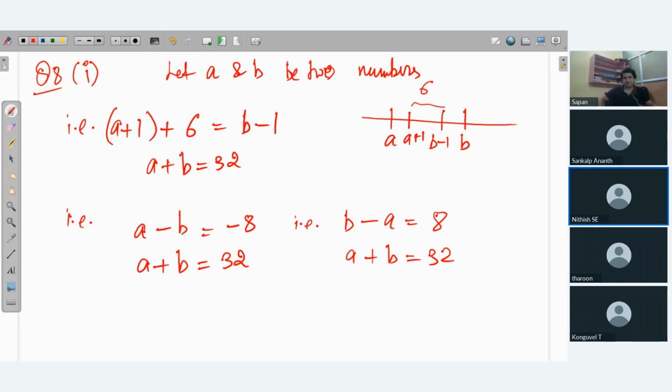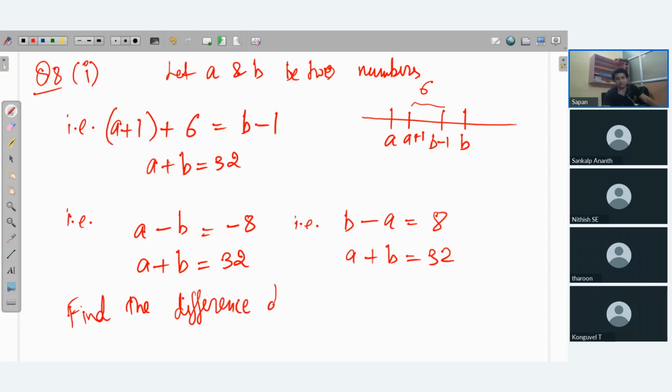I took a as x. That's why actually a is equal to 12. Listen first. First read the question. It is not always that they ask you to find the numbers. In this case, for example, they are asking to find the difference of numbers, which is anyway given to you. B minus A is equal to 8. No need to do anything.